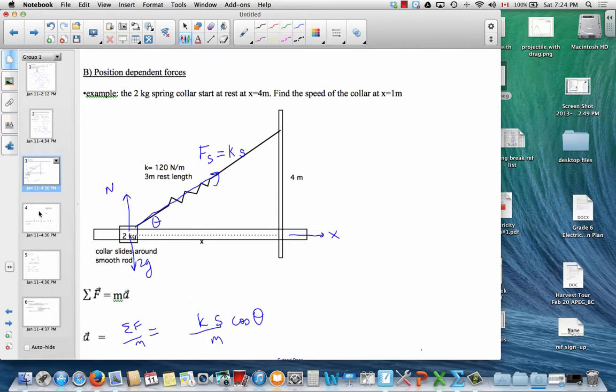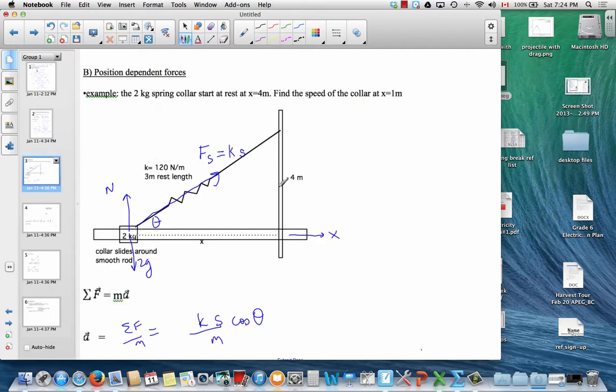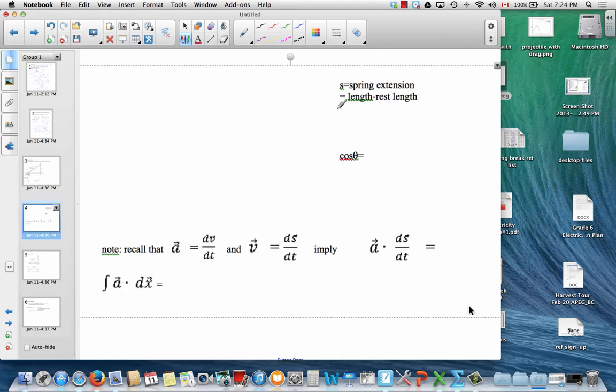Okay. So first of all, as I was saying, s is the spring extension. It's the actual length minus the rest length. Now the actual length is just this hypotenuse right here. So this is 4, this is x, because x is a variable, so the hypotenuse is the root of 16 plus x squared. Now the rest length of the spring was given as 3. So that's an expression for s.